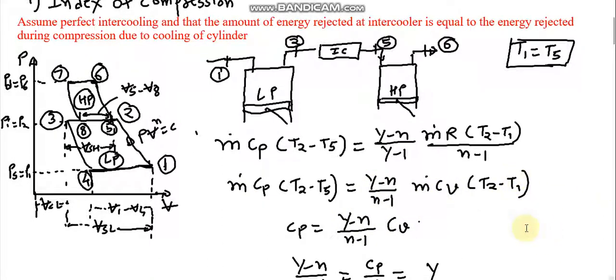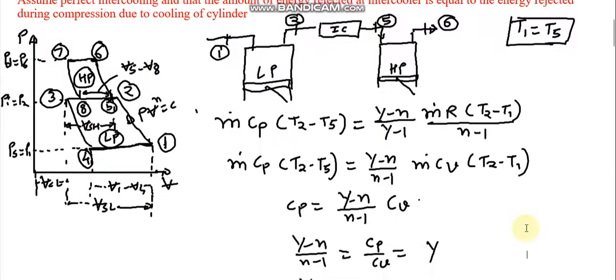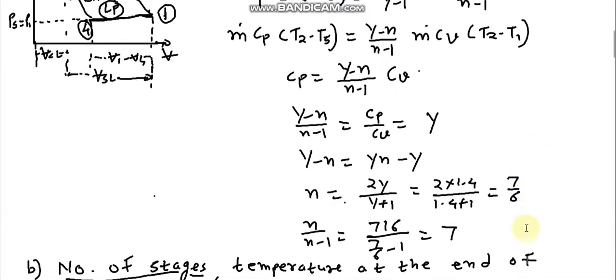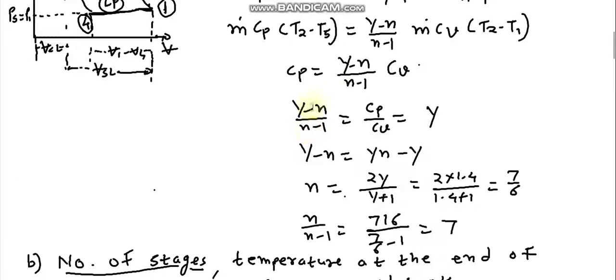So arranging this term, we get (gamma minus n) upon (n minus 1) equal to Cp by Cv. Cp by Cv is called the specific heat ratio, that is gamma. So again, gamma minus n, and by arranging, n is equal to (2 gamma) upon (gamma plus 1). So we get n equal to 7 by 6, or n upon (n minus 1) is 7. Now this is the first answer, the index of compression.